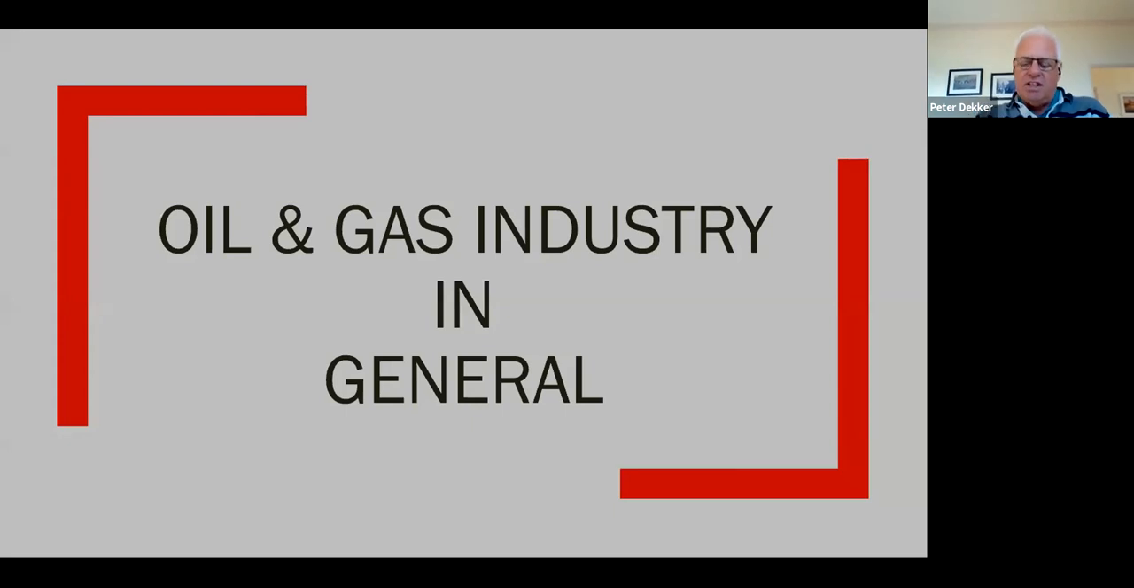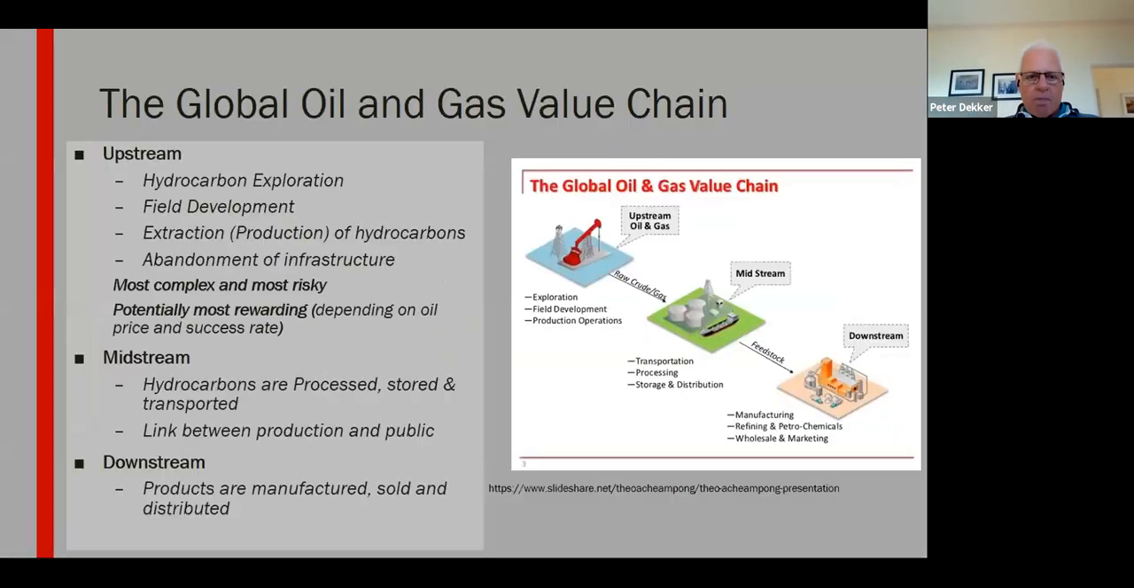So, the oil and gas industry in general. The global oil and gas value chain is made up of three sections. They're called the upstream, the midstream, and the downstream. The upstream is really the hydrocarbon exploration, field development, extraction, production of hydrocarbons, and then, of course, afterwards, the abandonment of the infrastructure. It is the most complex and most risky part of the entire value chain. And potentially the most rewarding if you get it right.